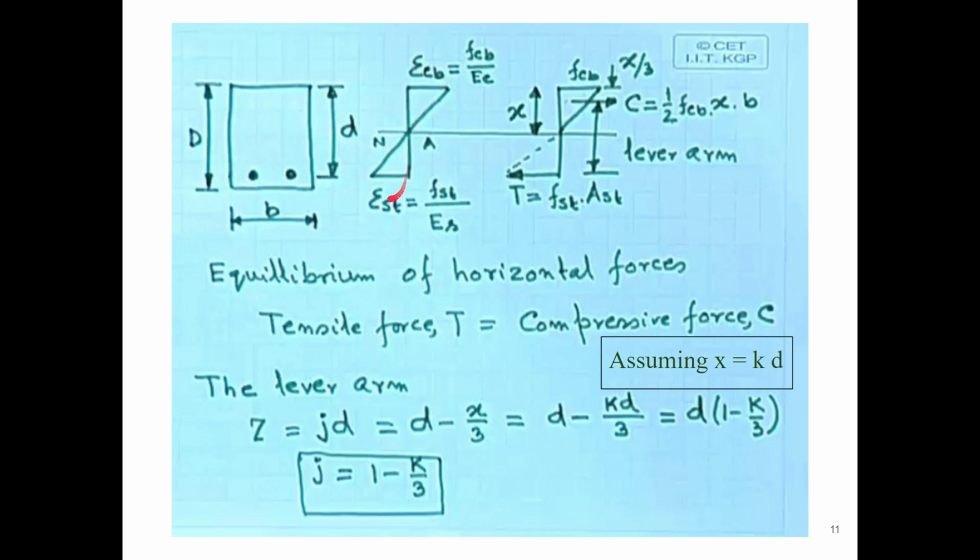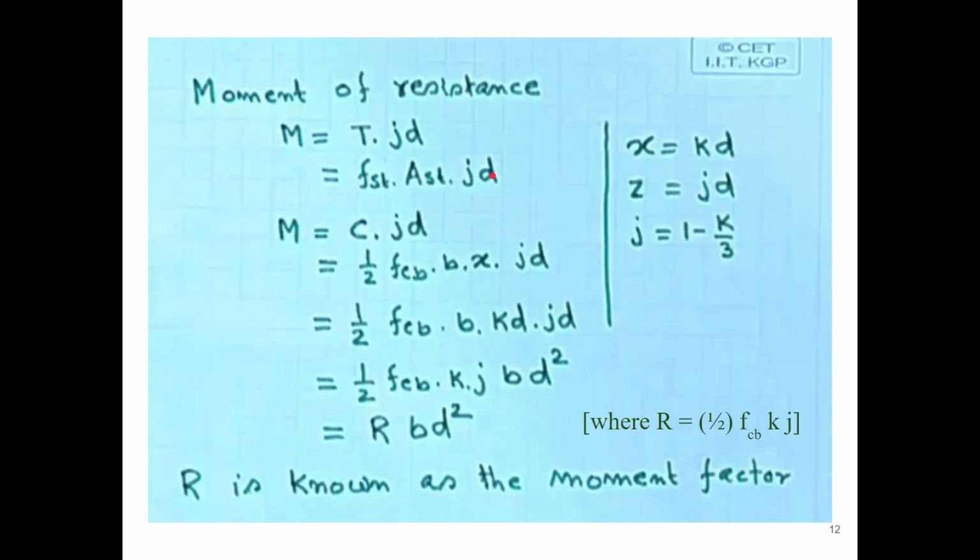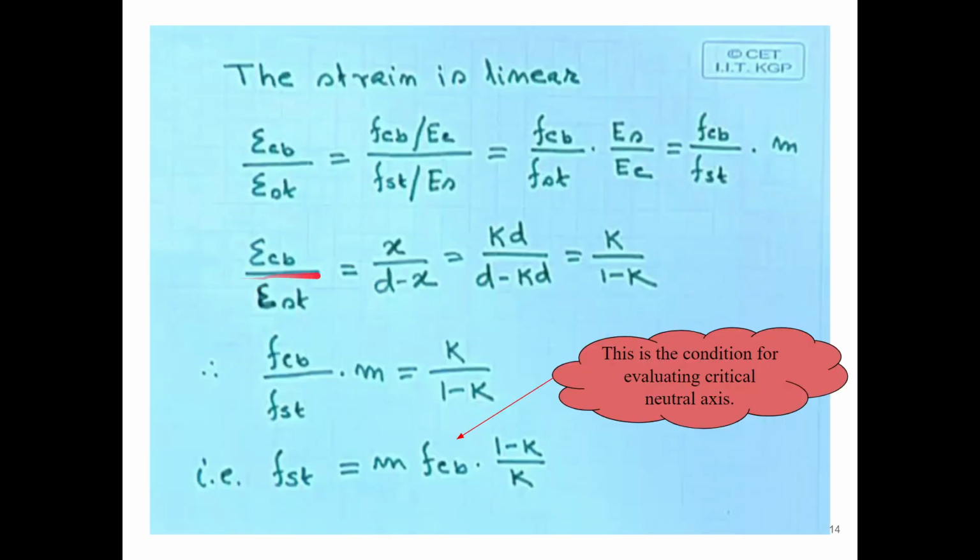So epsilon cb by epsilon st is nothing but x by d minus x. So x is equal to kd, so that means epsilon cb by epsilon st is equal to k by 1 minus k. So now this is one equation. As both are equal to epsilon cb by epsilon st, that means fcb by fst into m equals k by 1 minus k, and therefore fst equals m into fcb into 1 minus k by k. So we find this equation.